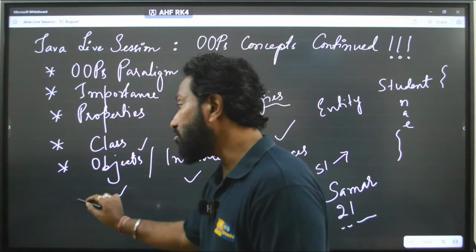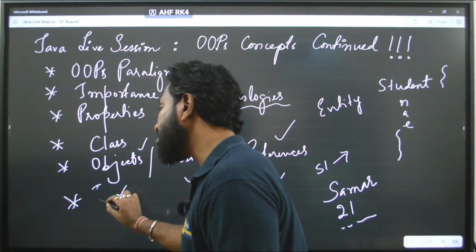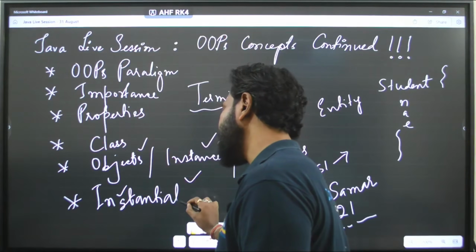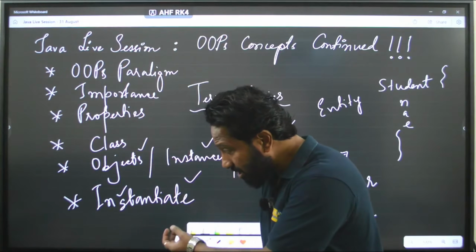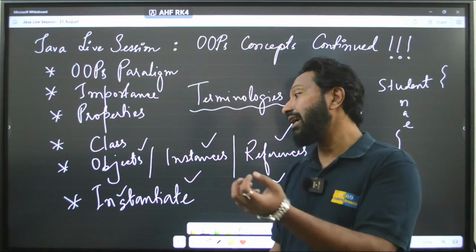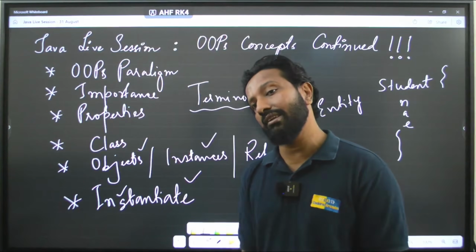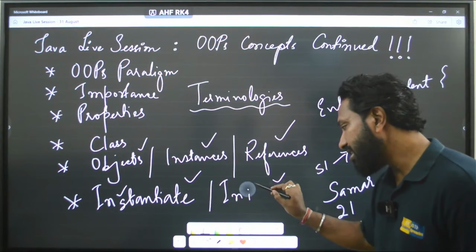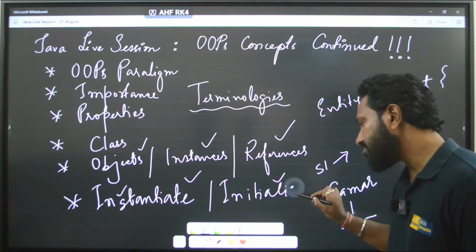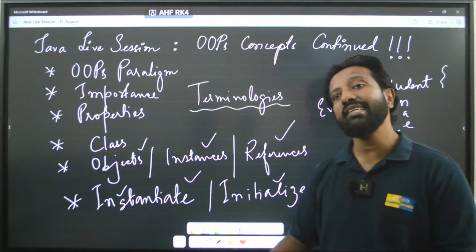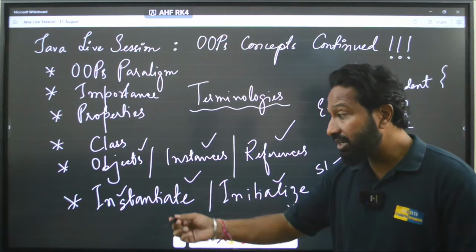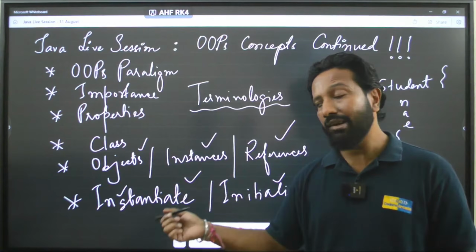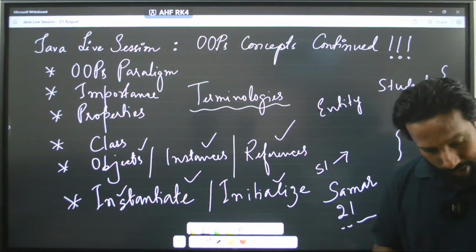Now after that, what did we learn? We learned how to create objects, to instantiate. Guys, this word that I am using here will be used multiple number of times. Instantiate, or sometimes you will say initialize or create, same thing. When you are instantiating an object or initializing an object, you are doing the same thing.